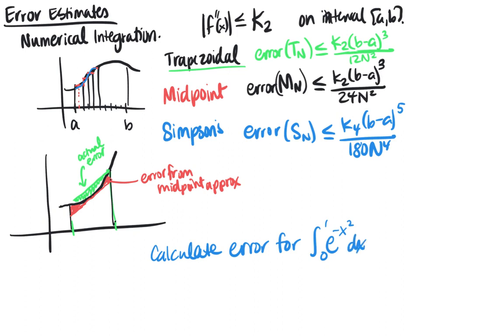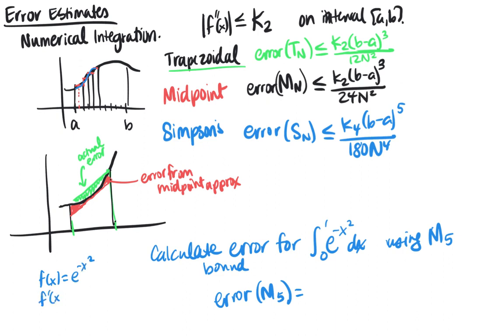Okay, and so we'll calculate the error bound for this using, let's just do M5 or something like that. So the bound for M5 is going to be given by, I'll need to first find the K2. So if my f of x is equal to e to the minus x squared, then my f prime of x would be, using the chain rule, e to the negative x squared times negative 2x.